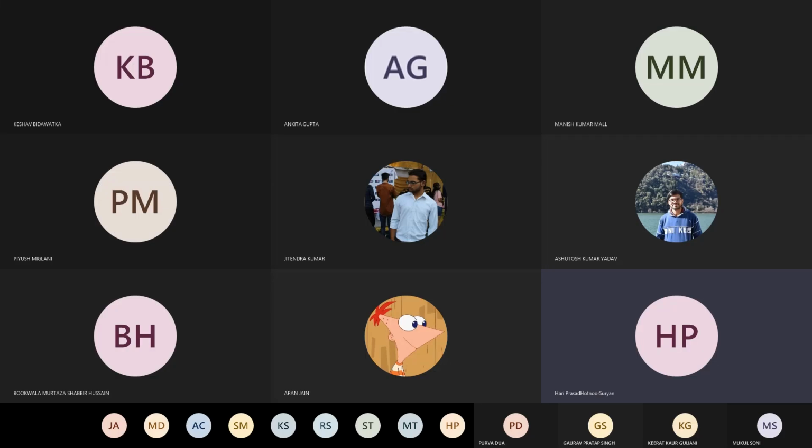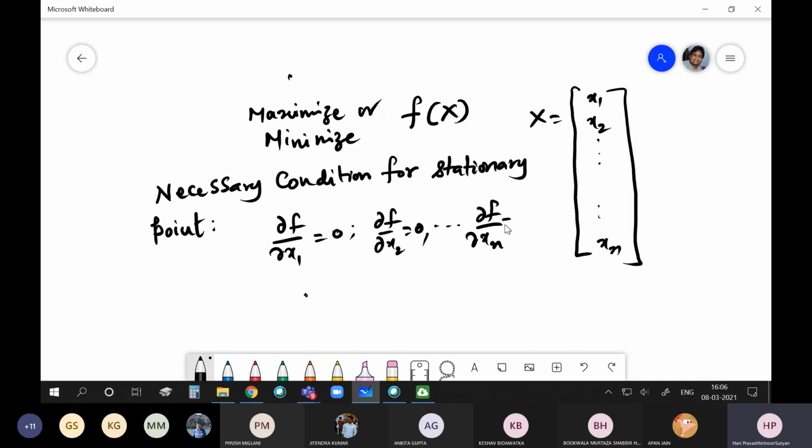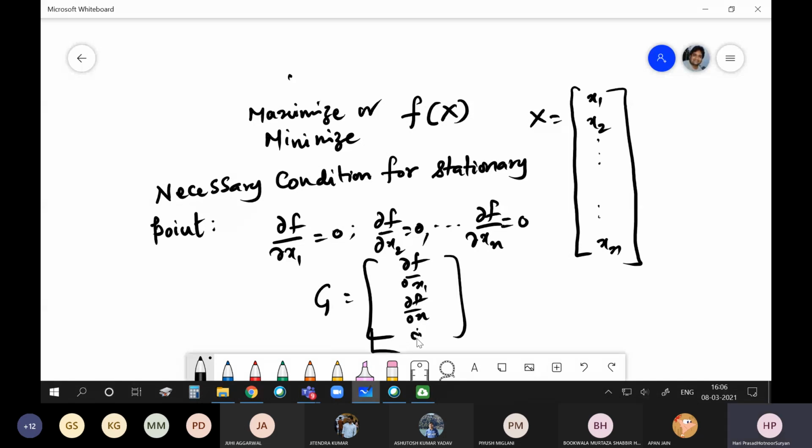and so on. We have ∂f/∂xn equal to 0. So basically what we do is this vector, if I call it capital G vector, we have ∂f/∂x1, ∂f/∂x2, ... ∂f/∂xn should be equal to 0, 0, 0. Okay, this is a necessary condition.